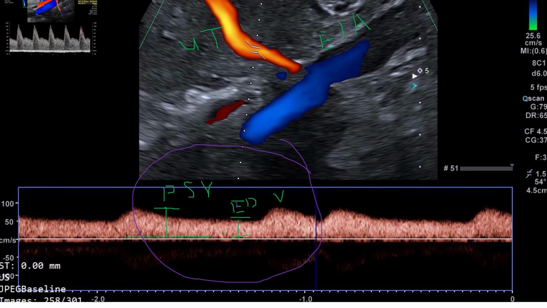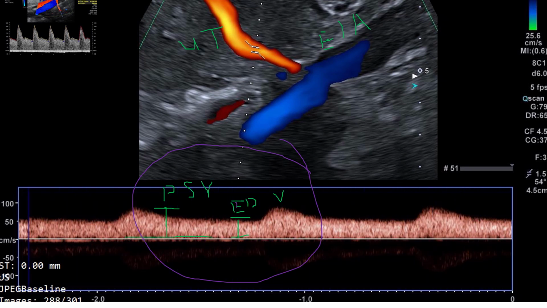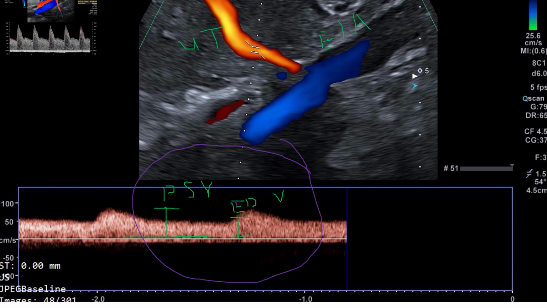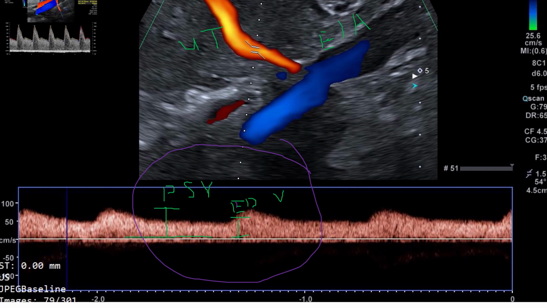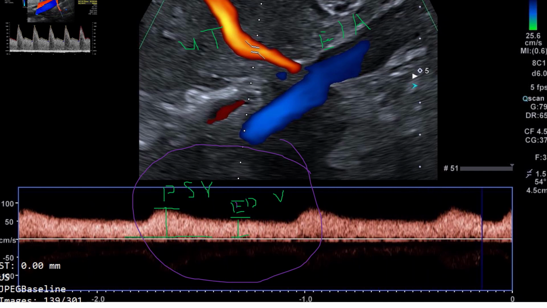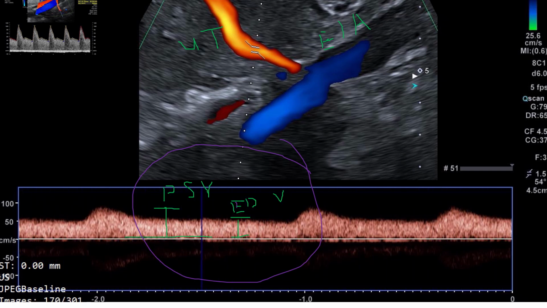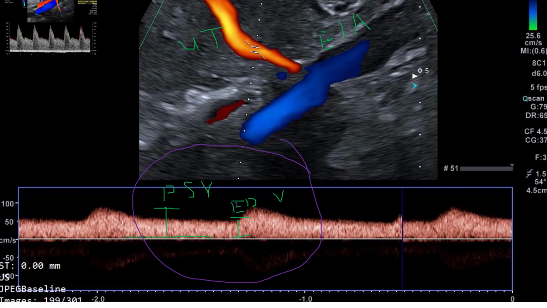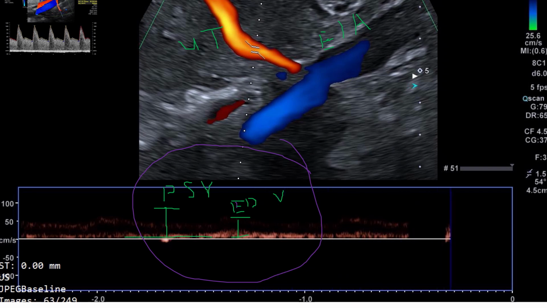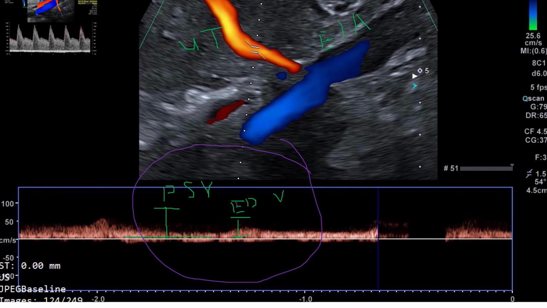I hope it's making sense. So this is one. You must measure the other one as well. Then you must measure both of them, the right and the left. So now this is the waveform that you are getting there, which is very nice. This is on the left side. So we are going to the opposite now, the left side. You can see this is the waveform on the left side.